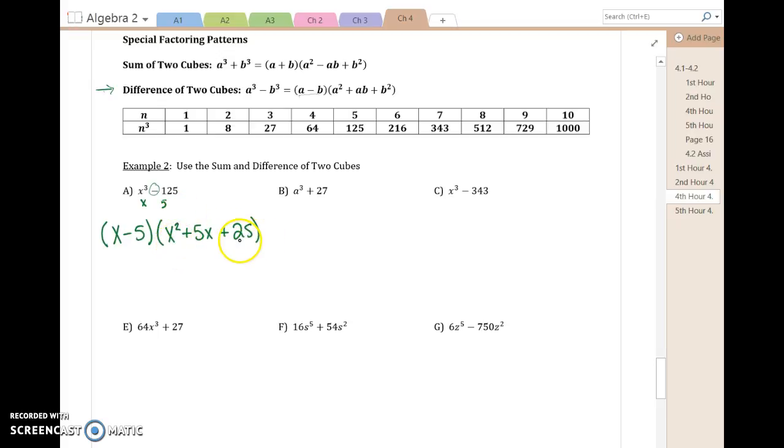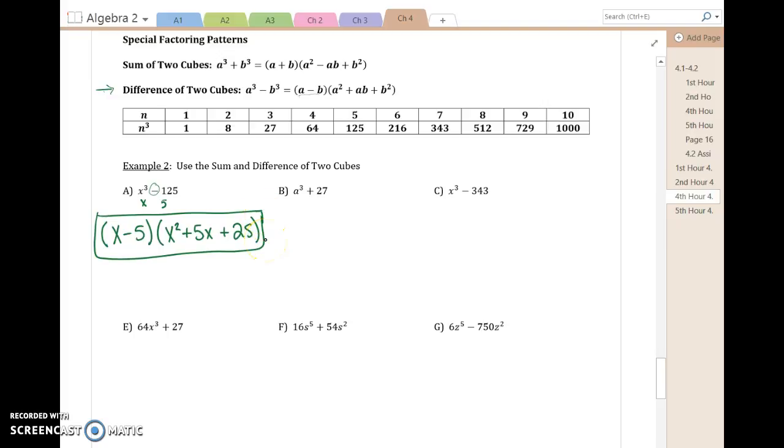Now you could try to factor this polynomial, but I guarantee you there are no numbers that multiply to give you 25 and add up to 5. So this is done. This is fully factored. That's it. All you have to do is memorize the pattern and bam, it's factored. It's like that for all of the sum and difference of two cubes.